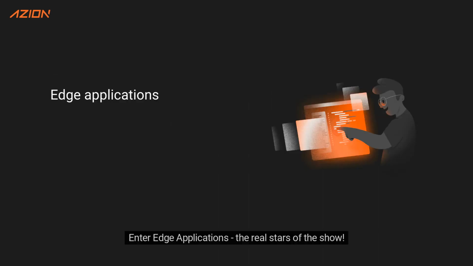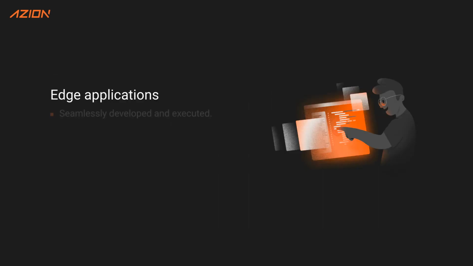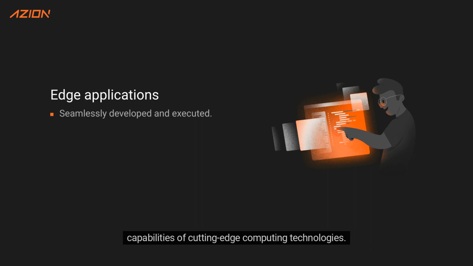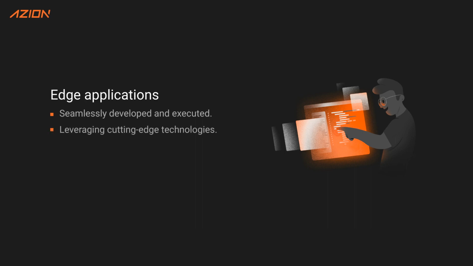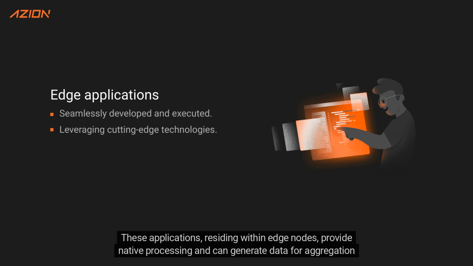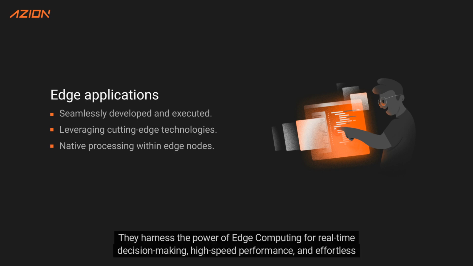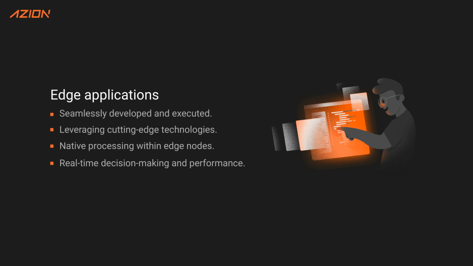Enter edge applications, the real stars of the show. Edge applications offer the flexibility to be developed and executed seamlessly on any layer, harnessing the capabilities of cutting-edge computing technologies. These applications, residing within edge nodes, provide native processing and can generate data for aggregation on either a local network's edge node or for transmission to an edge node within the edge network. They harness the power of edge computing for real-time decision-making, high-speed performance, and effortless integration with cloud services.